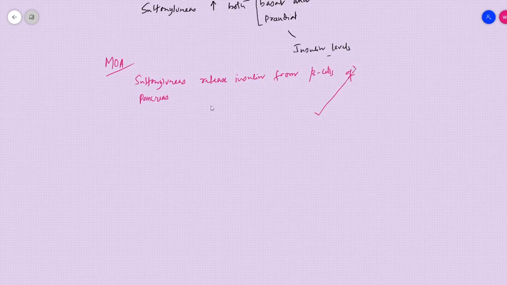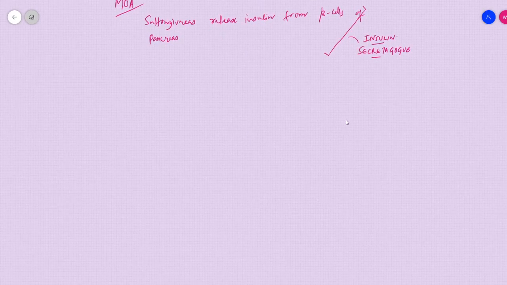Okay, so anything that increases secretion, we call a secretagogue. So what secretagogue? Insulin secretagogue. So they cause secretion of insulin from the beta cells of the pancreas. So how do they do that? That's what we're going to discuss now.